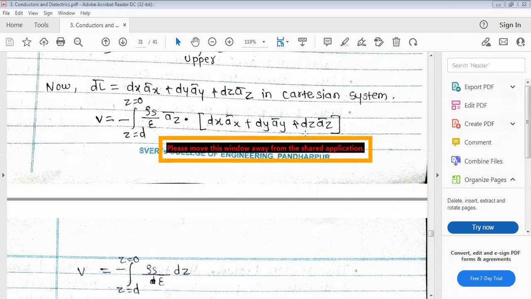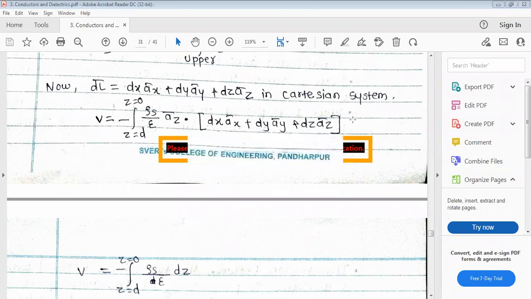Okay. समजताय ना? समजताय का? Yes or no? Yes, ma'am. Yes. हाँ.